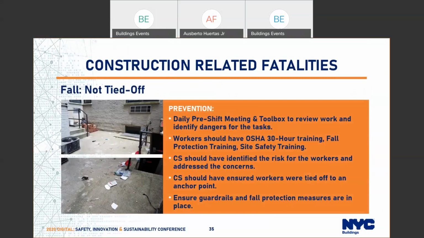Preventative measures should have included a daily pre-shift meeting and toolbox talk to review the work and identify the dangers. The workers should have completed a 30-hour OSHA training, fall protection training, and site safety training. The construction super should have identified the risks for the workers and addressed the concerns. The construction super also should have ensured workers were tied off to an anchor point and ensured guardrails and fall protection measures are in place where appropriate.